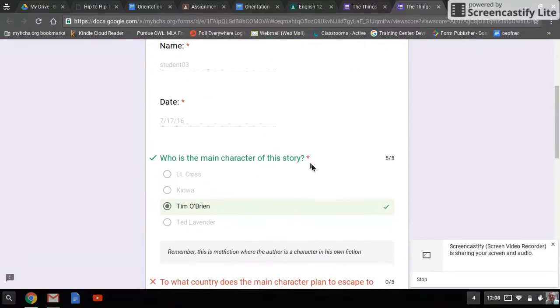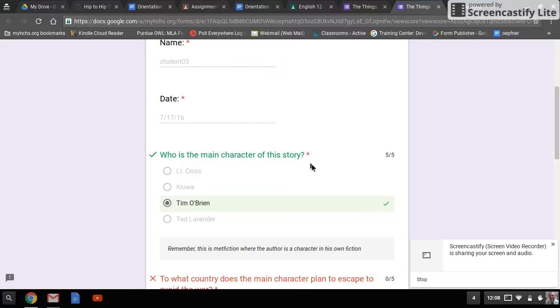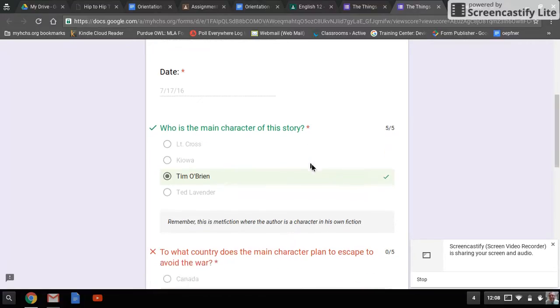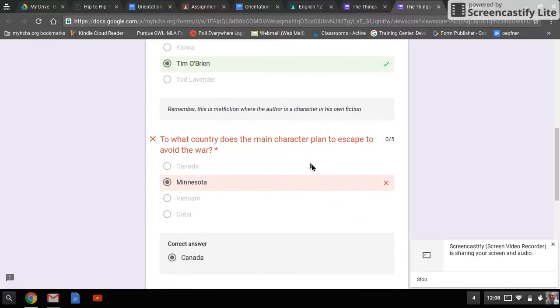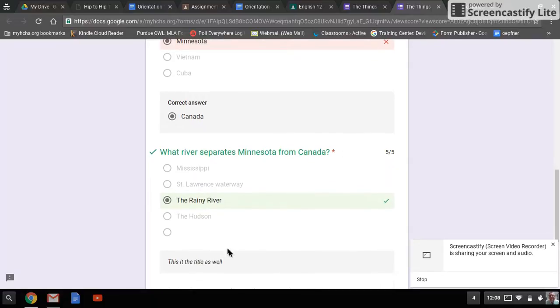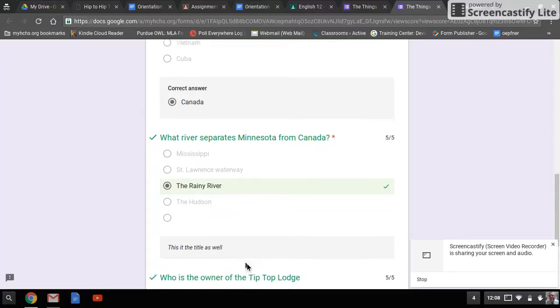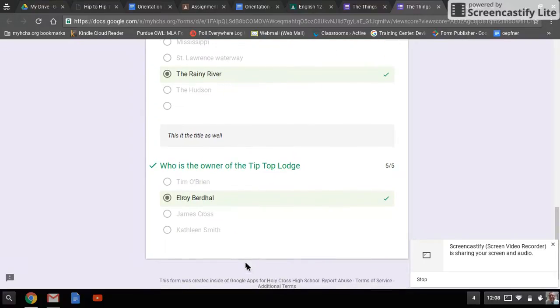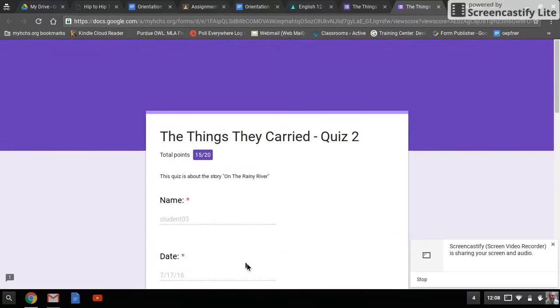Here's the main character of the story. I got that one right. It says, remember, this is metafiction, Minnesota. It tells them then what the correct answer was. The Rainy River. That, if you remember, is part of the correct answer response that I included, and I got lazy at the end and didn't include a correct answer response there. So that's what it looks like as a student.